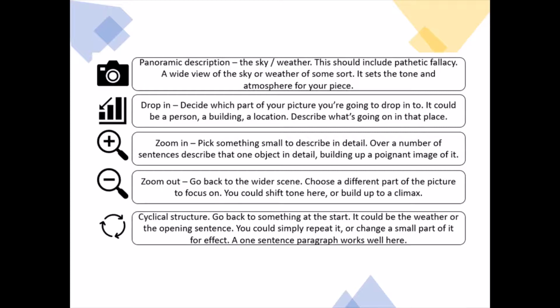Zoom out, go to a different part of the picture, something could shift tone or build up to a climax, and then you go to your ending. It could be a cyclical structure, so you could go back to something at the beginning, reference something at the start, or you could have a more negative end. You could shift from the beginning and the end. So if you had some negative start, you could switch your ending to a more positive. If you had a positive start, you could switch it to a negative ending. It doesn't have to be cyclical, but think about how your end links to your beginning and see if you can make some sort of link there.